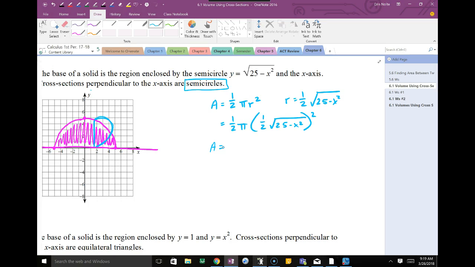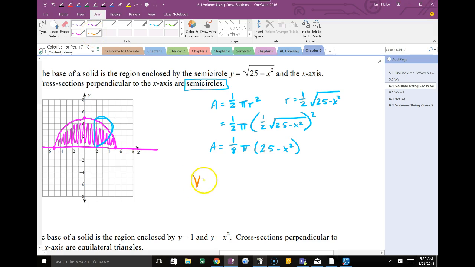On the inside I have a 1/2 that's being squared. What is 1/2 squared? Square the top, square the bottom. 1/4. So then I have a 1/4 times a 1/2. What is 1/4 times 1/2? 1/8. So the 1/8 can come all the way out. So I have 1/8, I have a pi, and then I also have this square root piece being squared. So what happens in that scenario? They go away, right? So we just end up with a quantity of 25 minus x squared, and I would probably just leave it there. You could distribute, but I don't think that's even necessary.